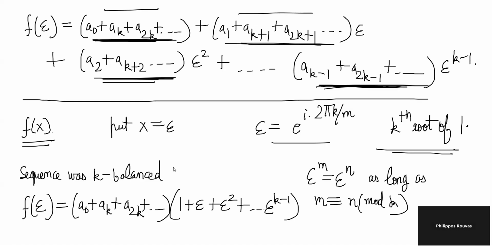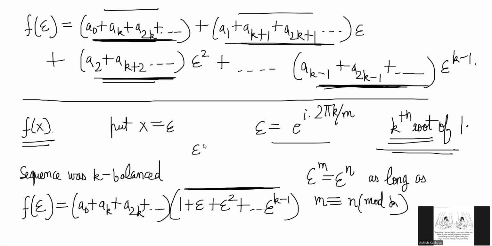And according to a property of these complex roots, because this is a kth root of 1, we have epsilon power k is equal to 1. And if you factorize epsilon power k minus 1 is 0, you will be able to prove that if this is a complex root not equal to 1, then 1 plus epsilon plus epsilon squared till epsilon power k minus 1 is always 0.